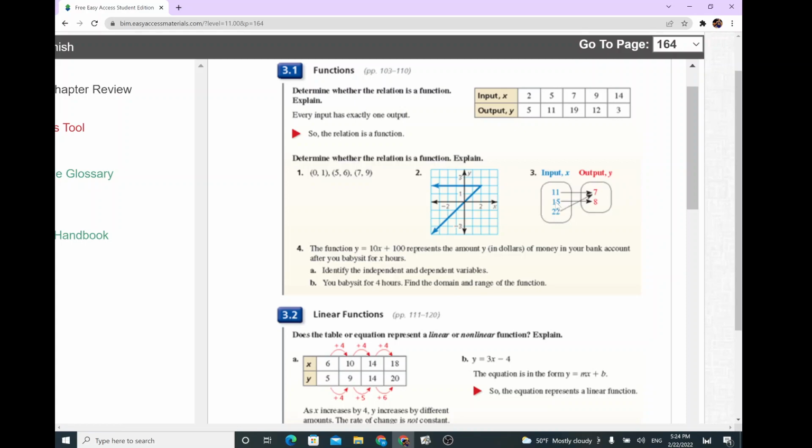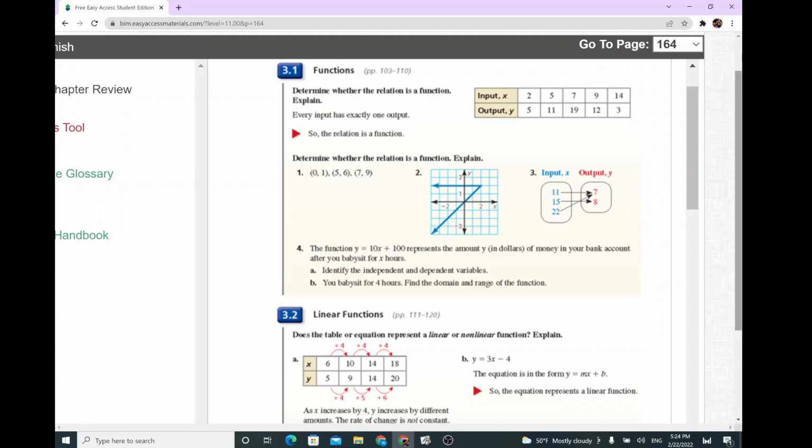The other one is called a mapping diagram. It has the input column and the output column, kind of like an xy table. We've got 11, 7, 15, 8, and then 22, 7. Again, there's no repeating x value, so it is a function.